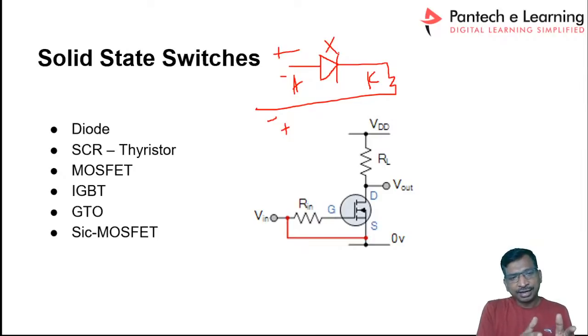Here the SCR has similar conditions, but you have one more control called the triggering mode. Even though it is forward biased, it won't conduct. Whenever the PWM is applied on the gate pulse, then only the SCR will get connected. So that is the main difference between the diode and the SCR.